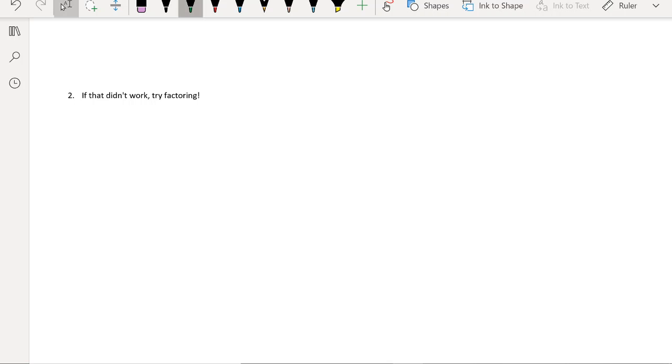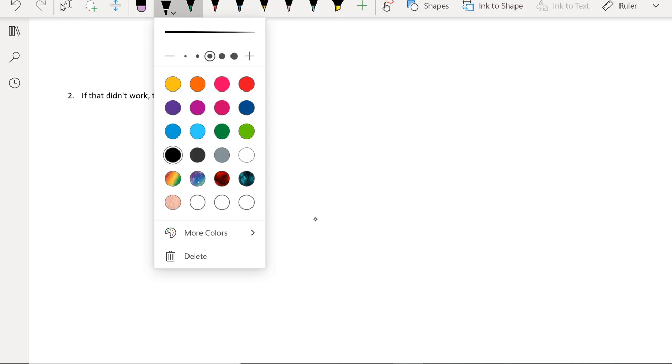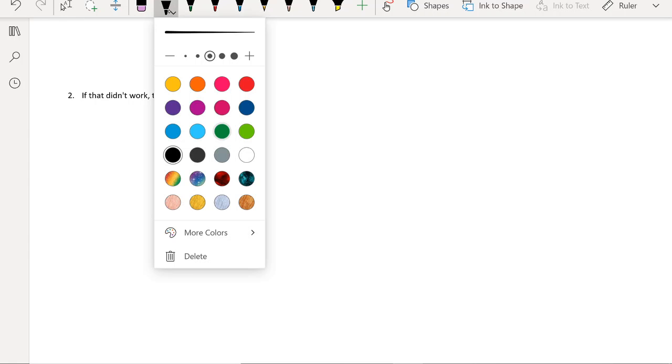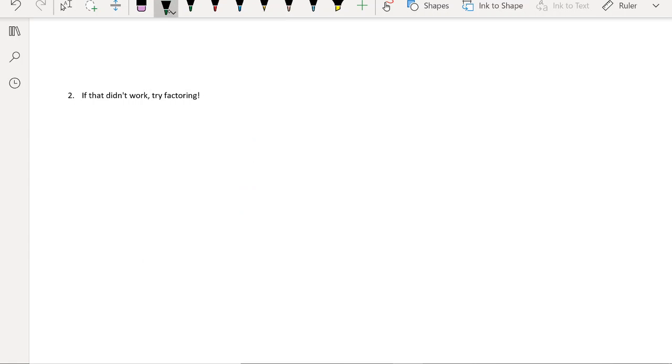So let's say, it's doing that thing again where it doesn't want to switch pens. Hold on, let me try to do this manually here. Give me just a second. All right, so green, change to green here.